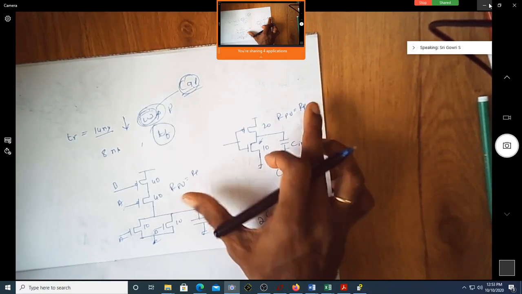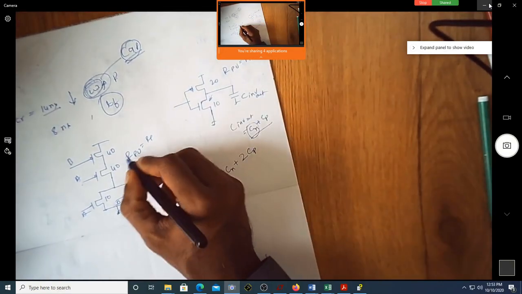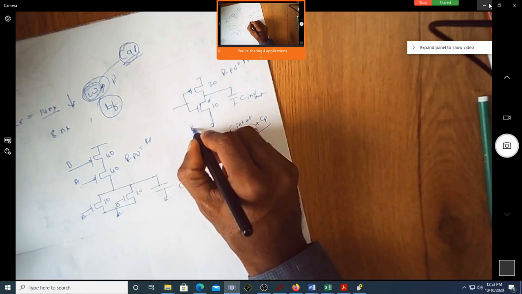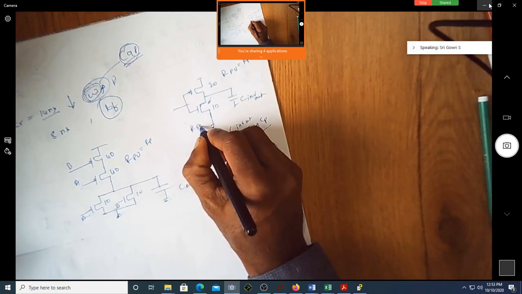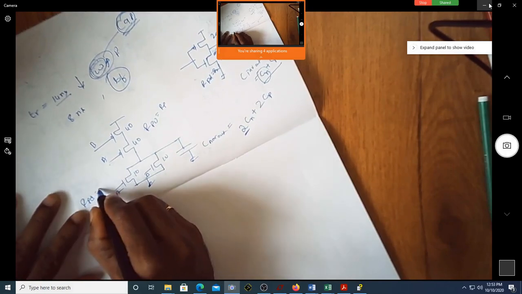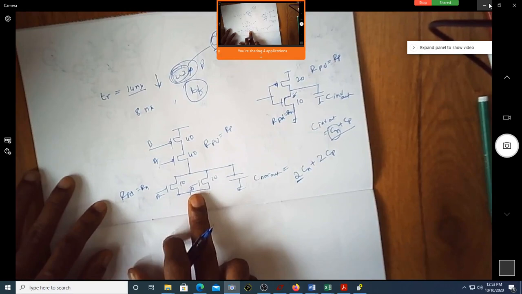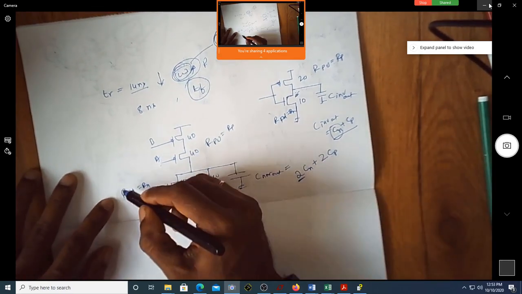So W by L, we have W increased, this is doubled. How about this? I am just talking about, of course, here there is no worst case. So RPD is equal to RN. Shall I say RPD worst is RN here? Yes, sir. Now, this is about the resistance.